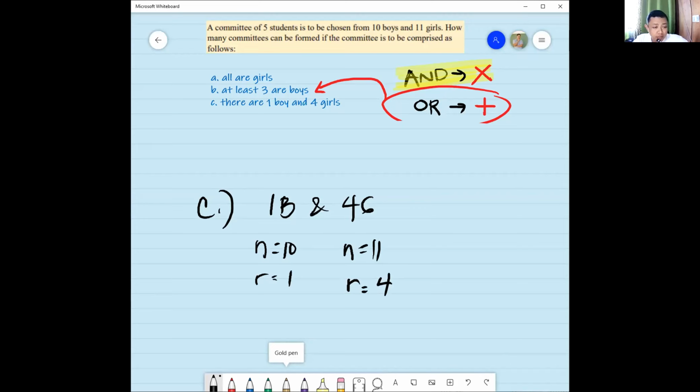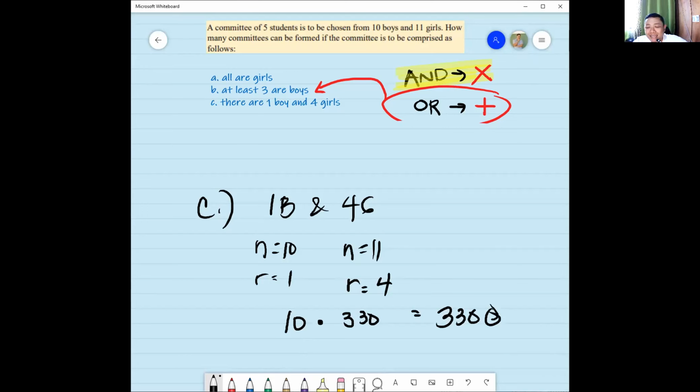For the first combination, from 10 boys, we'll just choose 1. That's 10 times. For the second combination, there are 11 girls and I will choose 4. That's 330. When we multiply this, 330 times 10, the answer will be 3,300 committees. That's it. Very good.